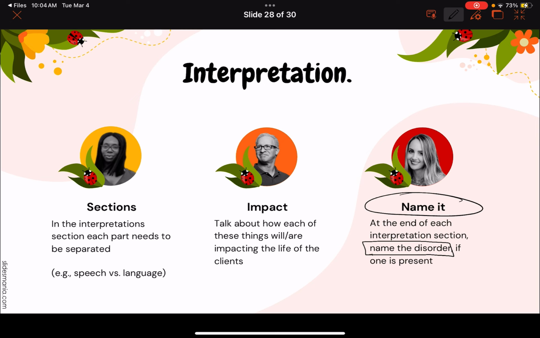But for each section, making sure that we are separating those out and talking about speech versus receptive language versus expressive language and so forth and so on. That we never mix these sections. And we always talk about the impact based on each one of these sections. You might see a little bit of overlap as far as how it could impact them, but it's still really, really critical that we talk about the different sections by themselves, that we don't actually mix them.